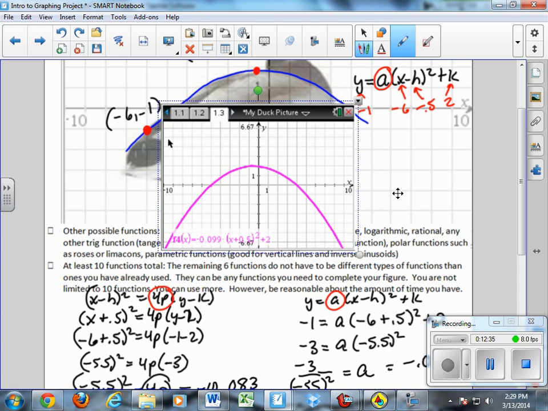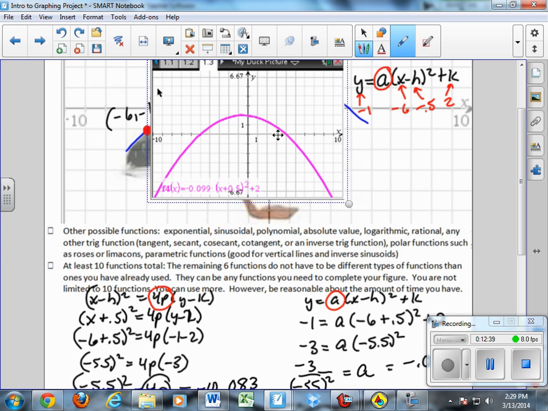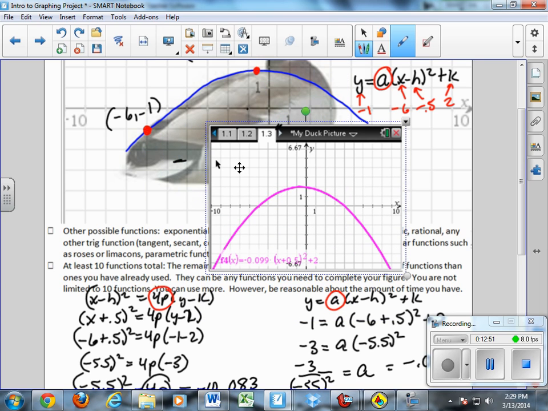Also, the only portion of this that I want is really from about right here to about right here. So I think that does look reasonable for my duck, or maybe a little farther. But I think I want to cut it off at the neck, so it'd be about right here to about right there. So it looks reasonable.